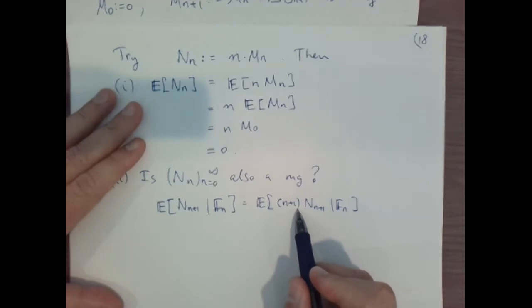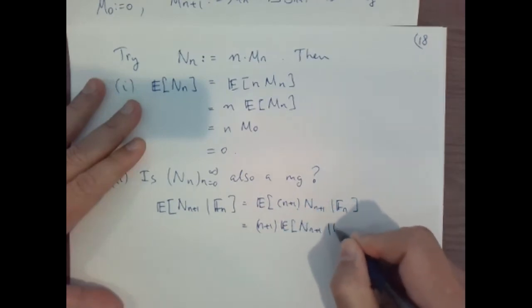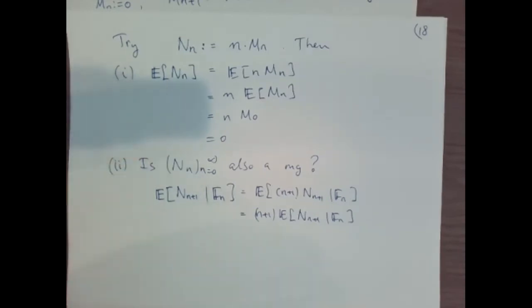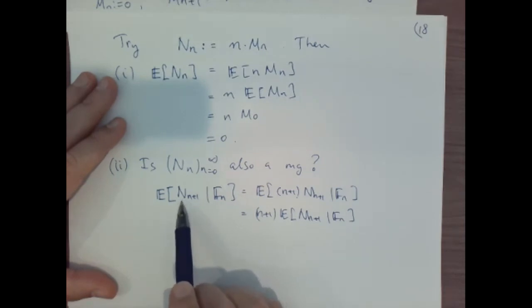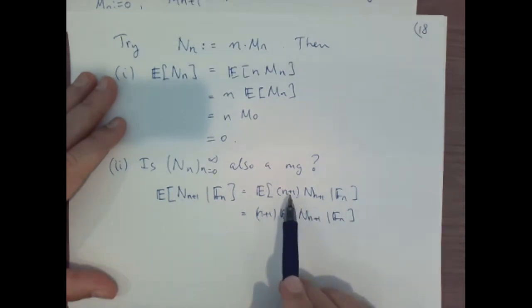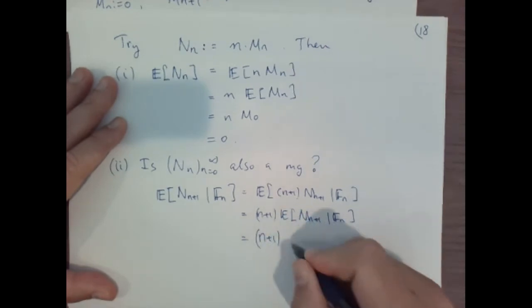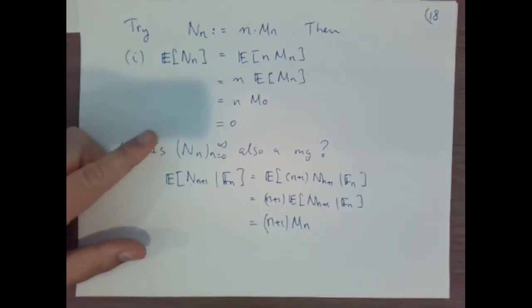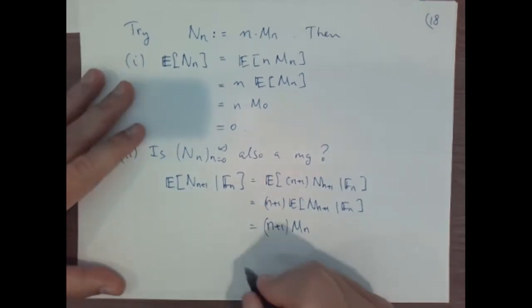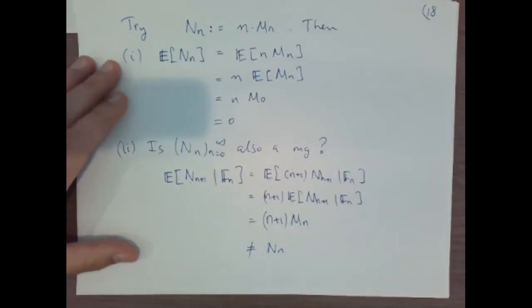So again, we have a constant. Constant goes outside. And I messed up. There should be an M here. I have plugged in the definition of N in terms of M and this constant. And now we use that M is a martingale. So this will be n plus 1 times Mn. And if I wanted this to be a martingale, what should I have gotten here on the right-hand side? Well, I should have gotten n, but I don't.